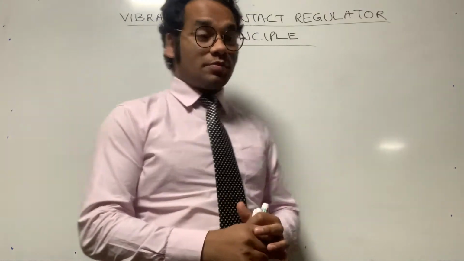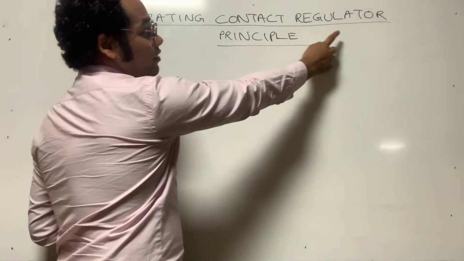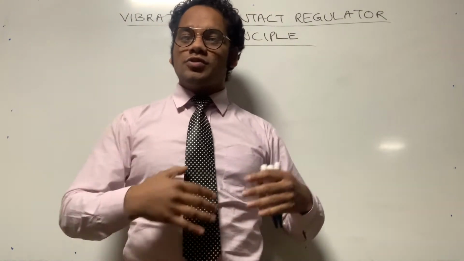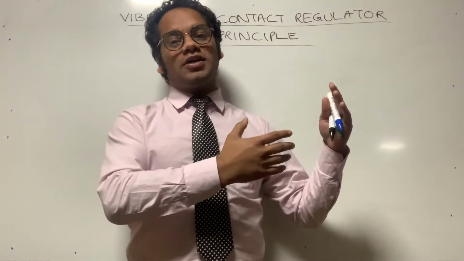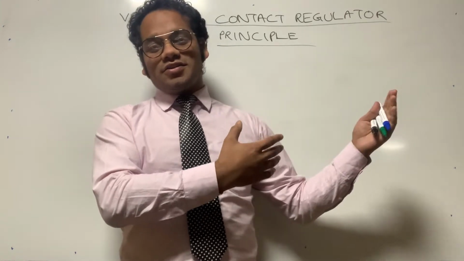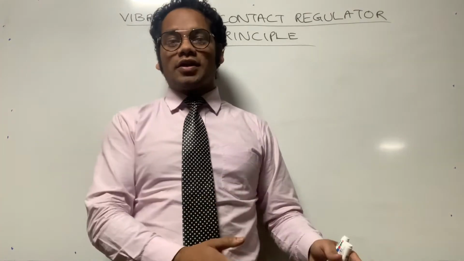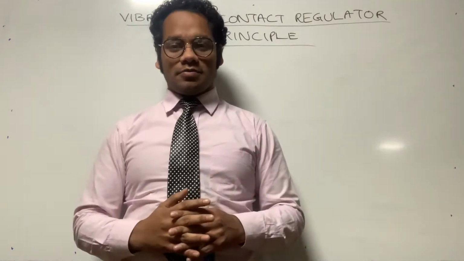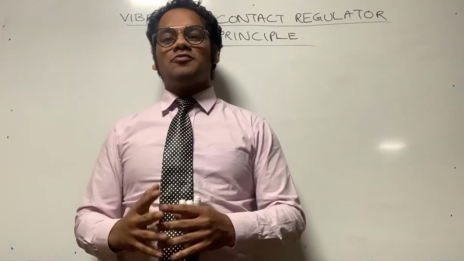Today we are going to discuss the vibrating contact regulator principle. We know well that in aircraft we use generators. Prior to the modern day generators, in the olden days in small aircraft we used to have small DC type generators which used to produce 28 volt DC.